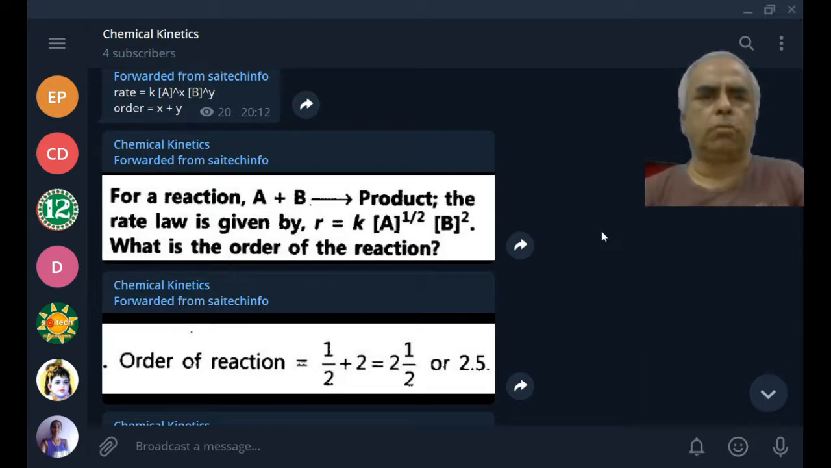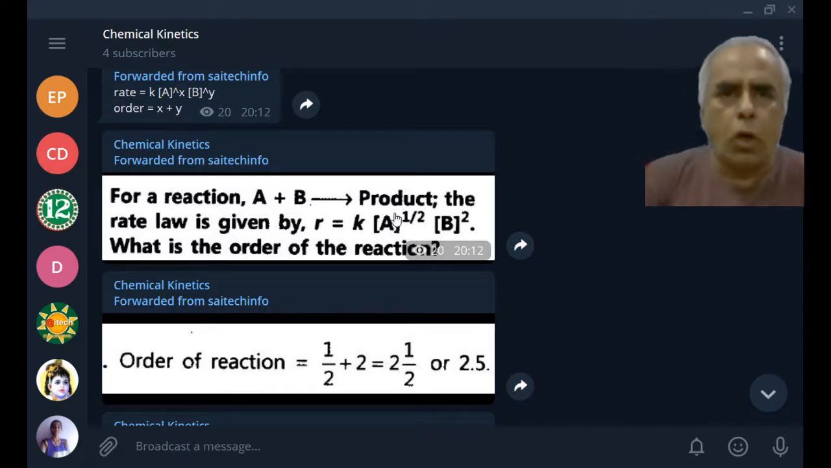It's very simple. What we are supposed to do is take the powers of the concentration terms of the reactants associated, and then just add them. So this is 1 by 2, this is 2. So 2 plus 1 by 2, that is 2.5. That is declared as the order of the reaction. Do you understand? So what is the order of the reaction?